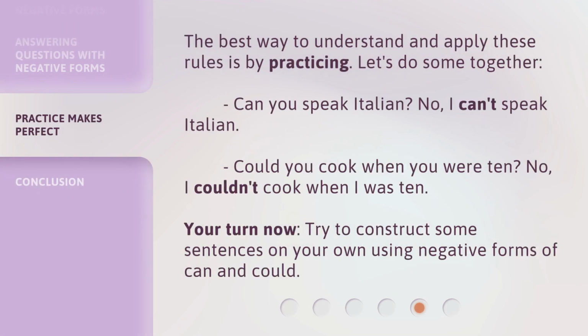The best way to understand and apply these rules is by practicing. Let's do some together. Can you speak Italian? No, I can't speak Italian. Could you cook when you were 10? No, I couldn't cook when I was 10. Your turn now. Try to construct some sentences on your own using negative forms of can and could.